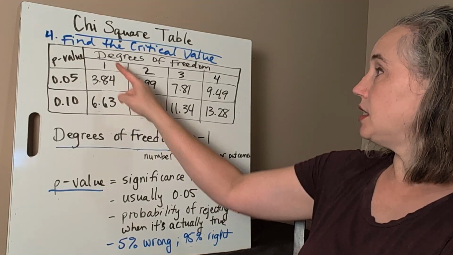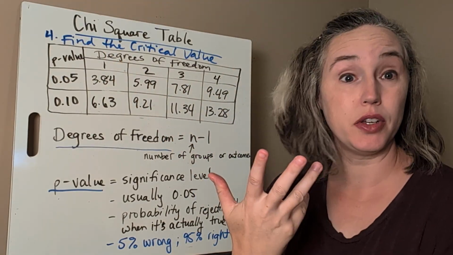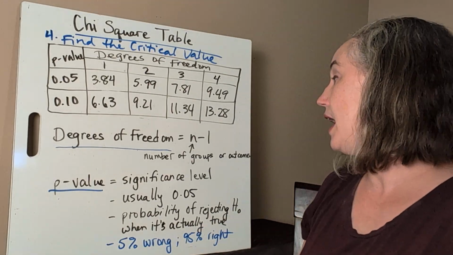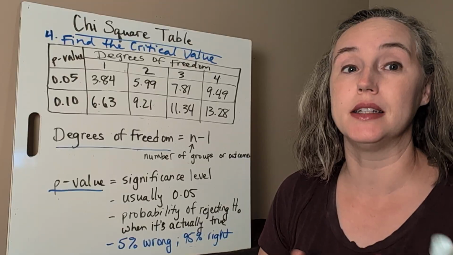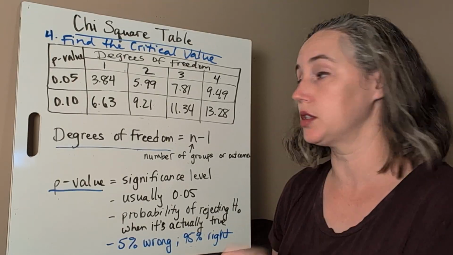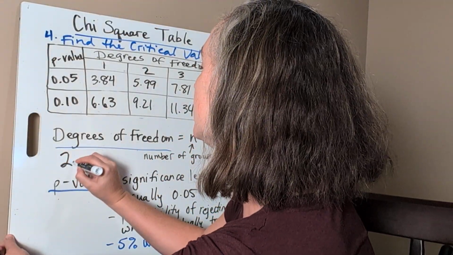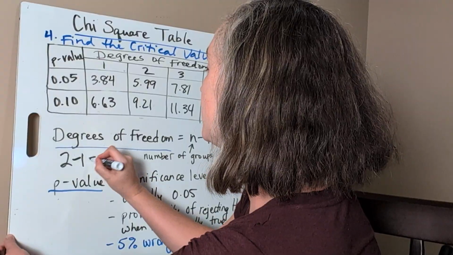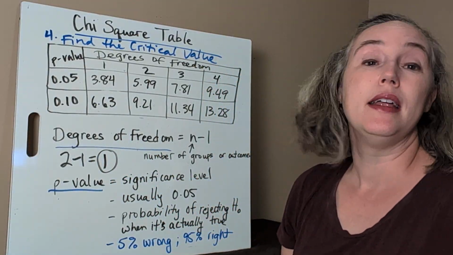But on it, you'll see degrees of freedom. How do we find the degrees of freedom? For that, we take the number of groups or possible outcomes and subtract 1. So for us, we had 2 groups, right? Long and short. So n minus 1 would be 2 minus 1. Our degrees of freedom is 1.